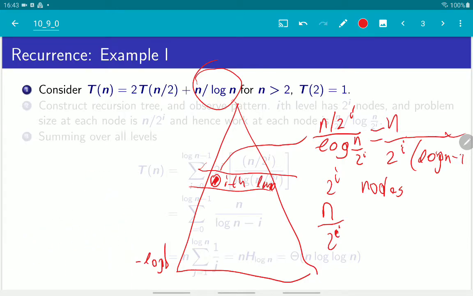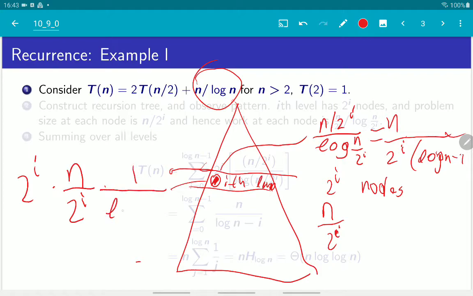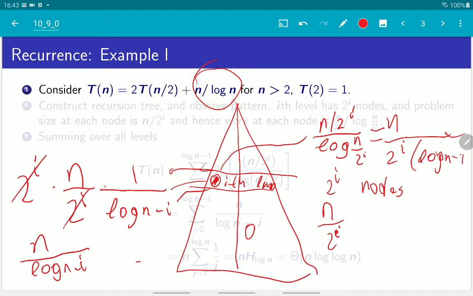Okay, so let's summarize. For every level, we have 2 to the i nodes. Every such node gives a contribution of n over 2 to the i times 1 over (log n minus i). This is the total amount of work involving all the nodes in the same level. The 2 to the i cancels out, so this is just n divided by (log n minus i). Now we have to sum this over all the levels of the tree. There are log n levels.